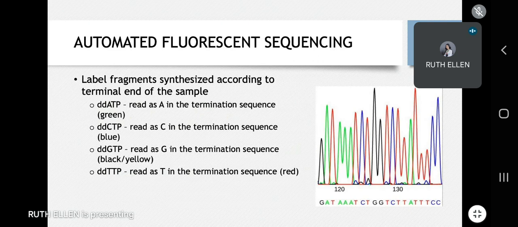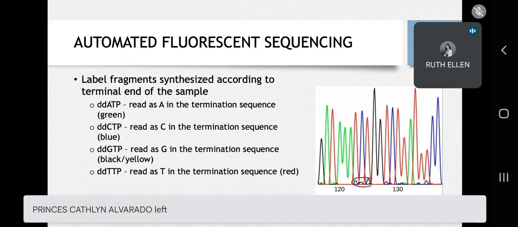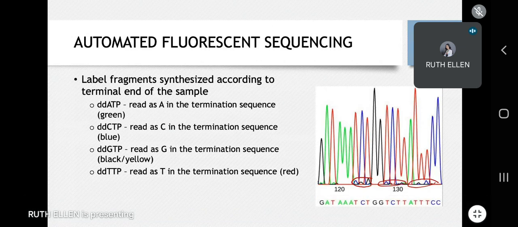...is color green, cytosine is color blue, ddGTP, read as guanine, is black or yellow, ddTTP, read as thymine, is color red. Okay? So, ang babasahin natin, yung peak wavelength. Okay? Yung pinakamataas na wavelength. Okay? So, in this case, dito sa baba, makikita nyo, meron ding mga wavelengths dyan, pero ang babasahin natin is yung peak, yung pinakamataas. Okay?